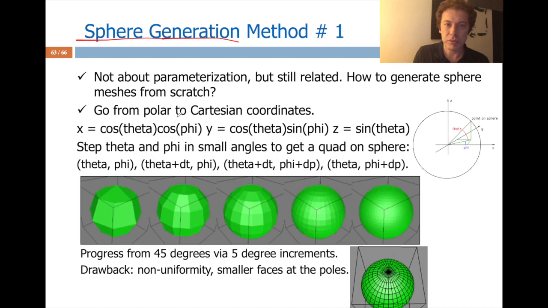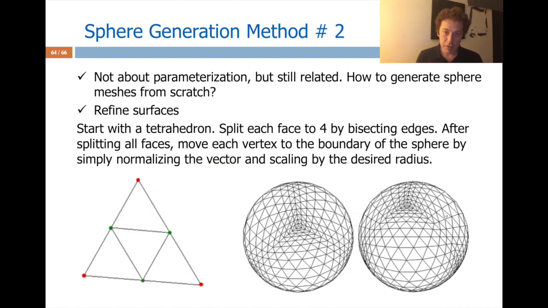One method is to go from polar to Cartesian coordinates. What is that? Again, x, y, z can be obtained from the polar coordinates theta and phi. So by just increasing theta and phi with small angles, I can get the corresponding points, and then I can create quads from them.